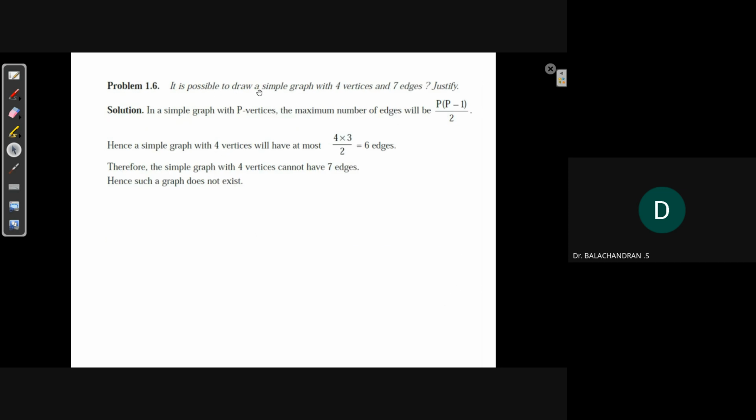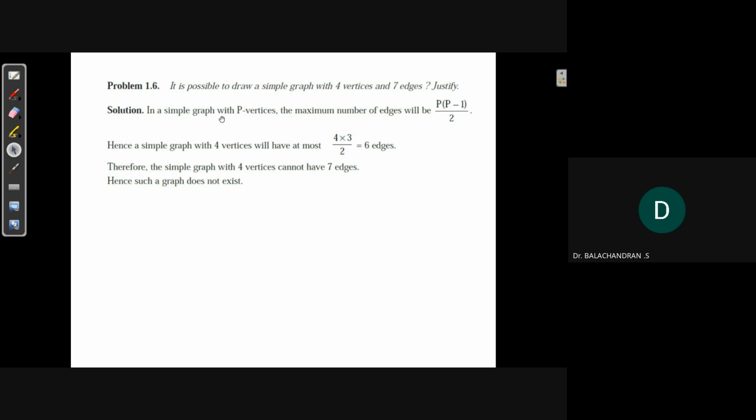So this problem, they will ask. This is a nice question, but simple. They are testing your basic concepts. So the question is: is it possible to draw a simple graph with 4 vertices and 7 edges? Justify your answer. So 4 vertices and 7 edges.